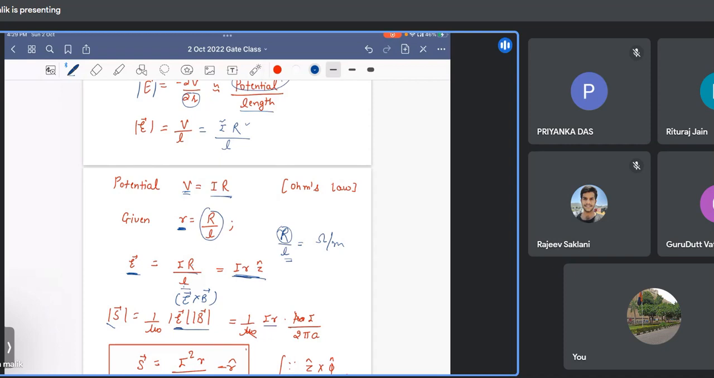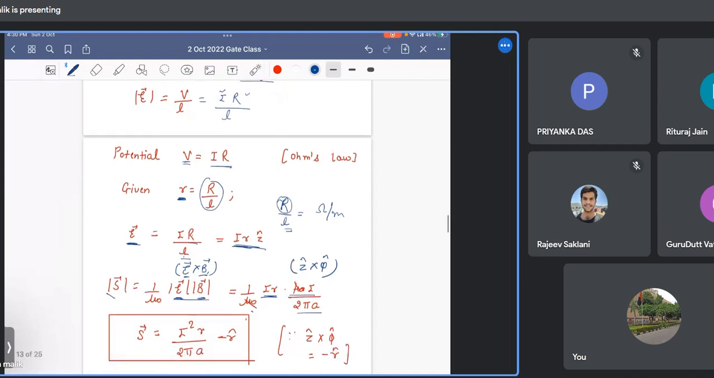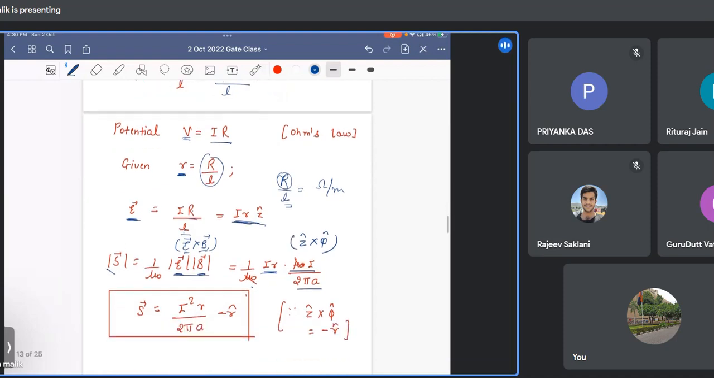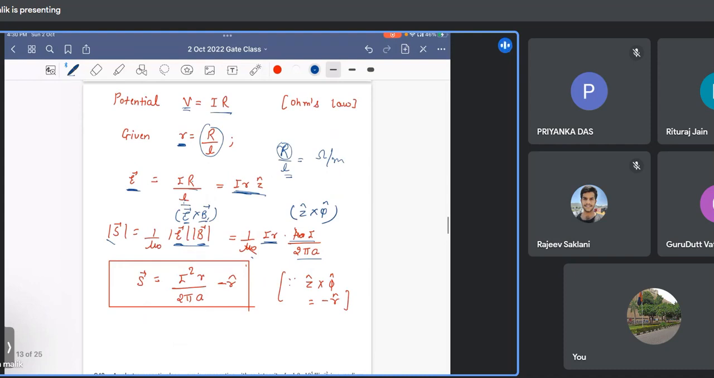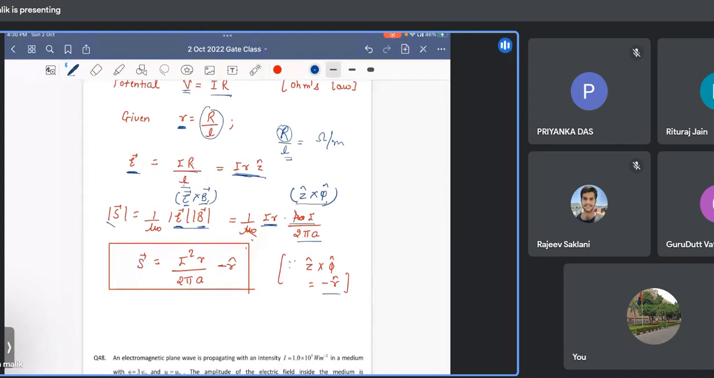So E is given by IR, B is given by mu naught I upon 2 pi A, 1 by mu naught. So basically, the direction is Z cap multiplied by phi cap. If you are looking at a cylindrical coordinate system, Z cap cross phi cap will give you minus R cap. So if this is your Z cap direction and this is your XY coordinate system, such that this is the phi cap, this is your R cap direction away from the origin. Minus R cap means towards the opposite side.